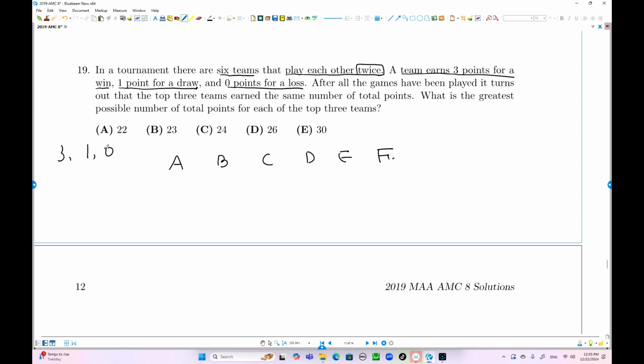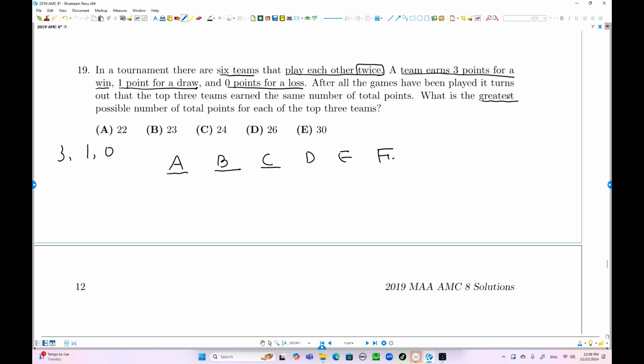So after all the games have been played, the top 3 teams, okay, these top 3 teams have the same number of total points. What is the greatest possible number of total points for each of the top 3? Okay, they're going to have the same number. Greatest.